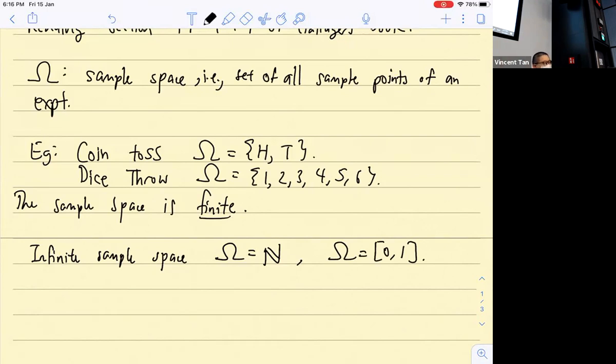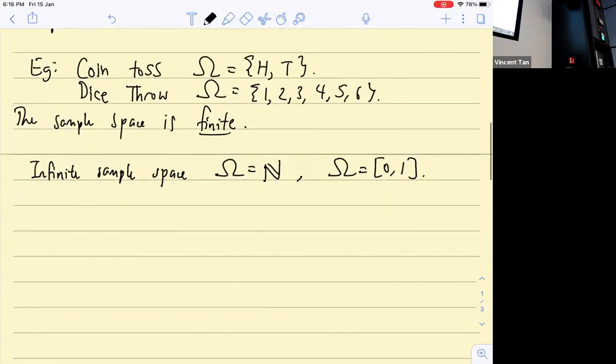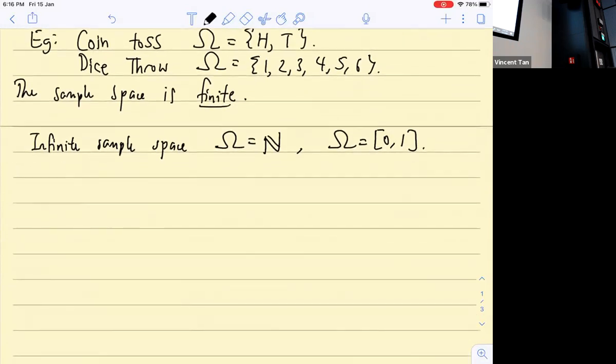Of course, if you generate a random number in MATLAB, it is inevitably quantized to some number of decimal points, but you can imagine that you also have infinite sample spaces, which are going to be much more difficult to deal with mathematically.